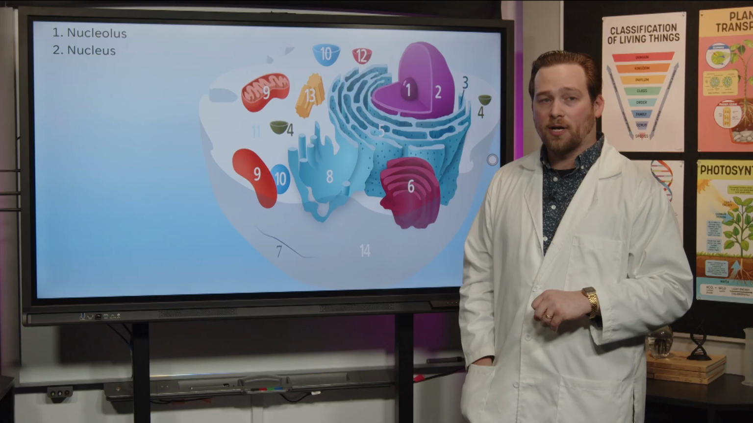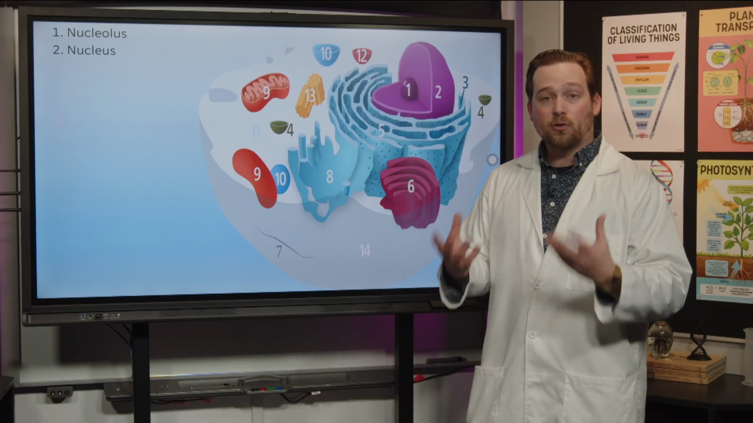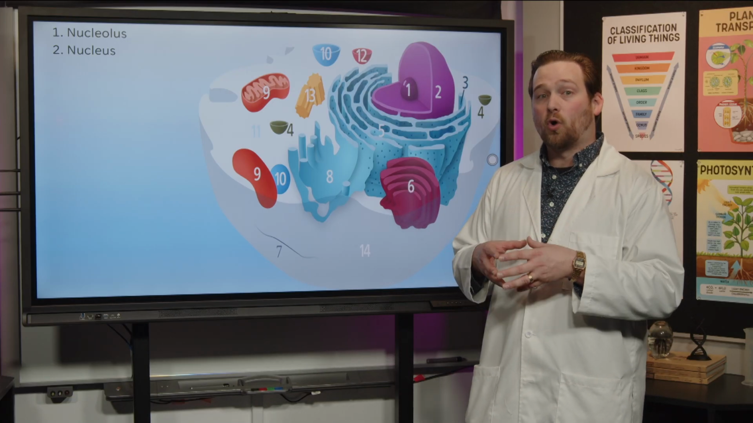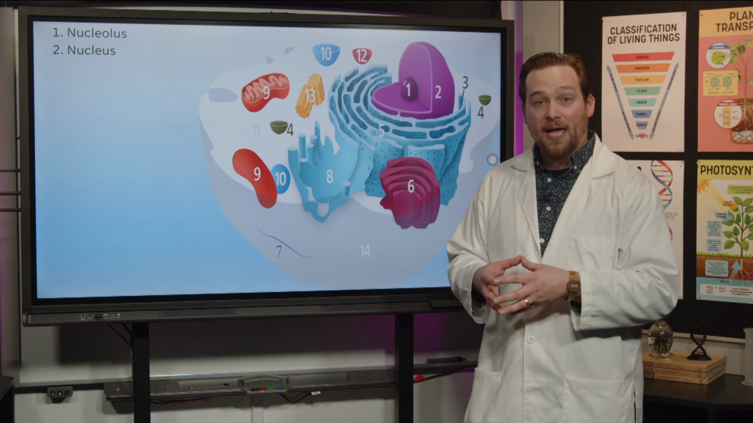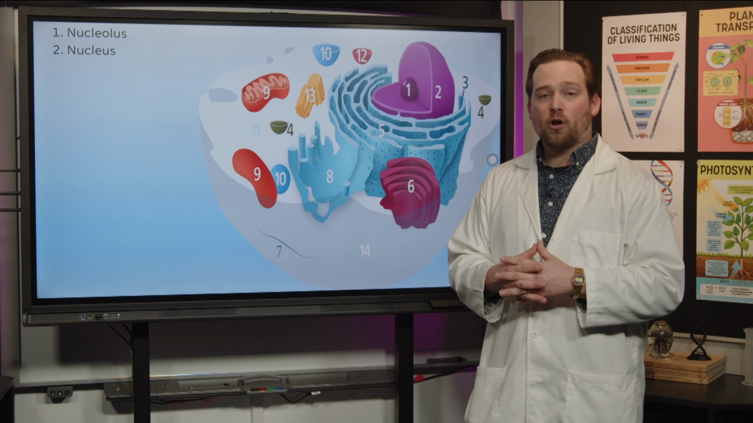What is this one called? This is the nucleus, right? The nucleus is very important. This is what makes a eukaryote a eukaryotic cell, and this is also where the DNA is kept. Okay, great. Let's go on to number 3.